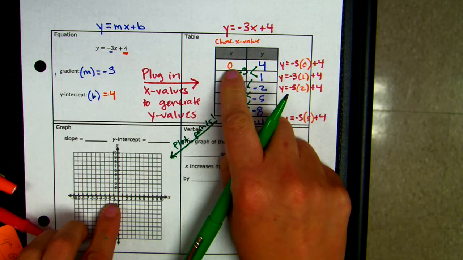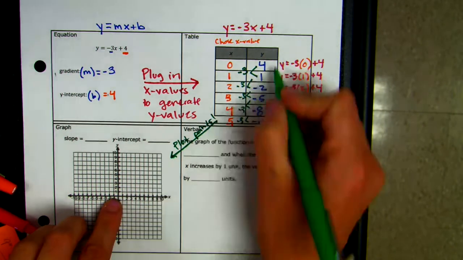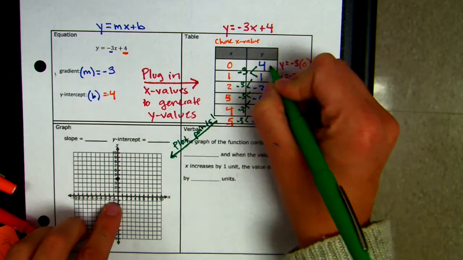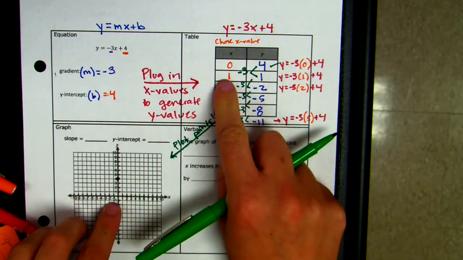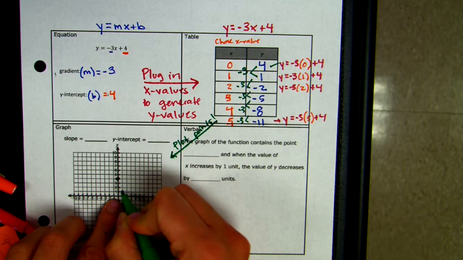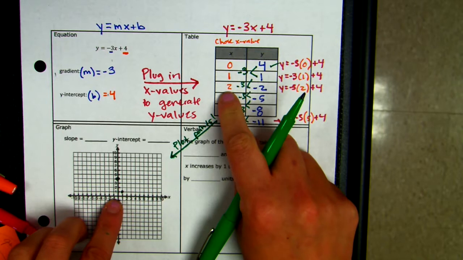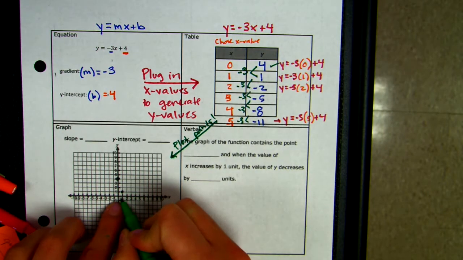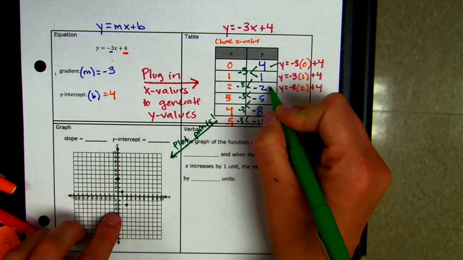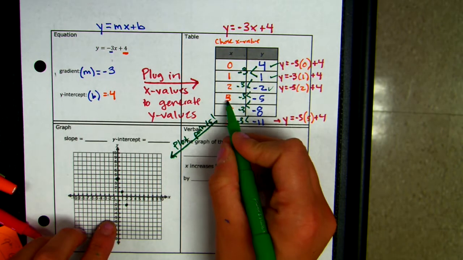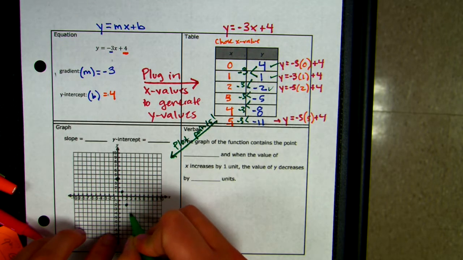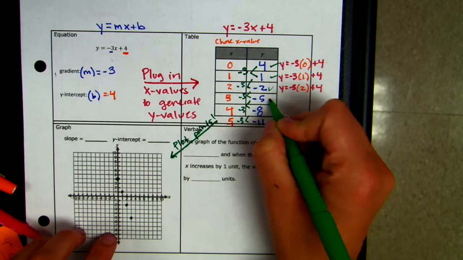My x value means that I go over 0, so I start at 0, 0, and then I go up 4, so 0, 1, 2, 3, 4. And I've plotted my first point. My next one is 1, positive 1, so I go to the right one, then up 1. My next one is 2, -2. So I go positive 2 to the right, and then down 2 units. My next one is positive 3, -5, so I go positive 3 to the right, then down 5.